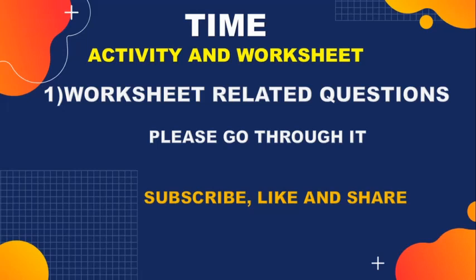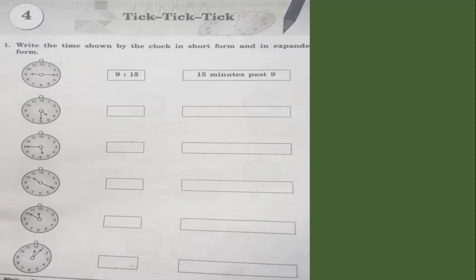So here we go, the first topic of today's lecture. Now look at this picture carefully. First I will zoom it. Now here we have to write the time in number format as well as in word format. How do we read it? That is 15 minutes after 9 o'clock. This is given to us and we have to write the time given on this clock in both the ways.